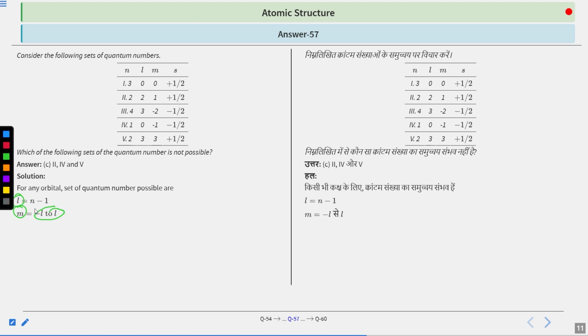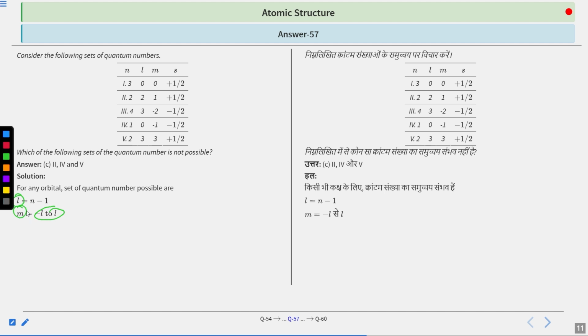Similarly, if you go for the second shell, what are the possible values of l? There will be two values possible, because n is 2. The formula is 0 to n minus 1, so n is 2 here, 2 minus 1 is 1, so 0 and 1 are the two possible values. As simple as that.